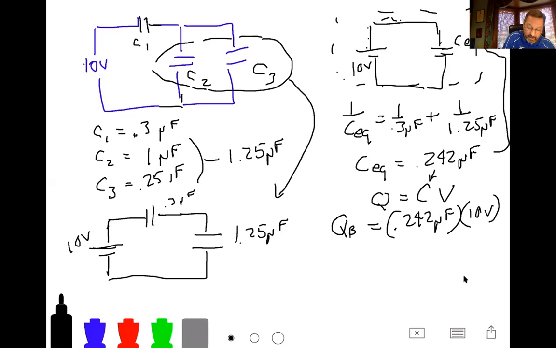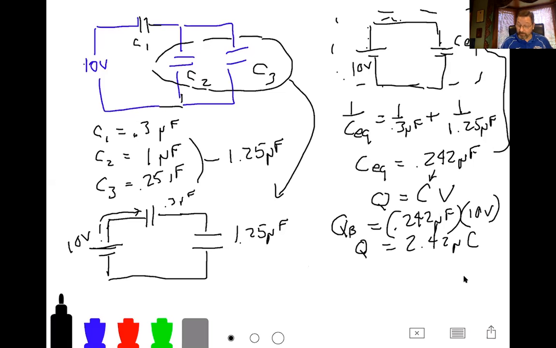Now, step back a second. That's the charge leaving the battery right here. So the question is, what is the charge on capacitor 1? Well, the charge on capacitor 1, being in series with the battery, has to be the same as the charge leaving the battery. So 0.242 times 10 is 2.42. The micro stays 10 to the minus 6, and a farad times a volt is a coulomb. So that's actually the charge on capacitor 1, Q1, the first one, the 0.3 microfarad capacitance.